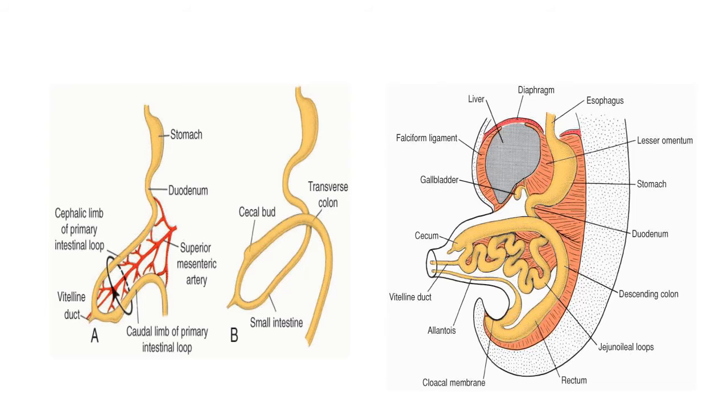So that's how the gut tube is developing. Again, the cephalic limb of the midgut loop, and the cecal bud is showing its caudal limb. There is a 90 degree counterclockwise rotation, and then it has to return back. There is another 180 degree counterclockwise, and a total of 270 degree counterclockwise rotation shown by the midgut loop.